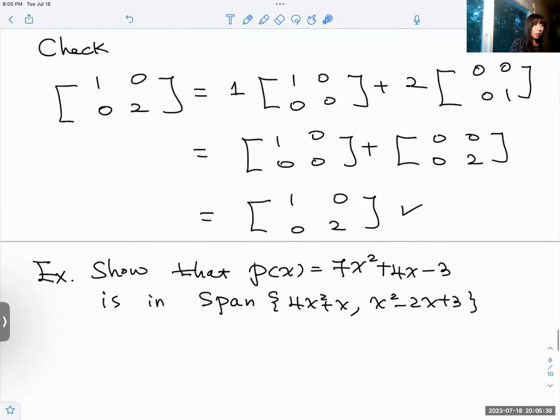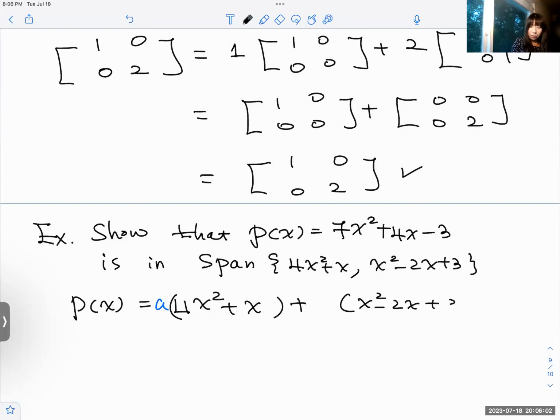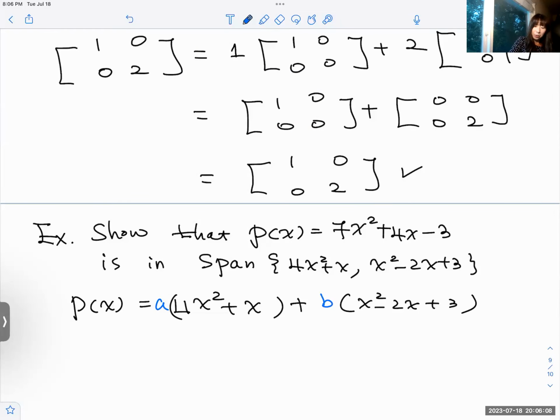So same as here, we are going to write down p of x equal to a times 4x squared plus x, with a scalar multiplication, and plus b times x squared minus 2x plus 3, with a scalar multiplication. And p of x is 7x squared plus 4x minus 3.